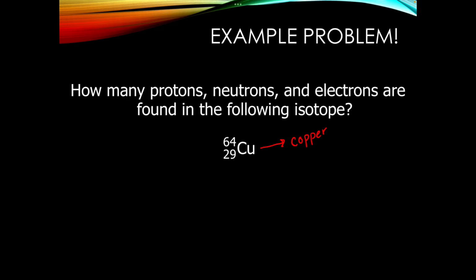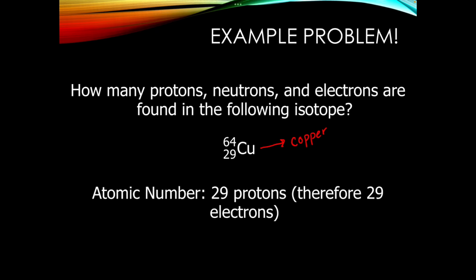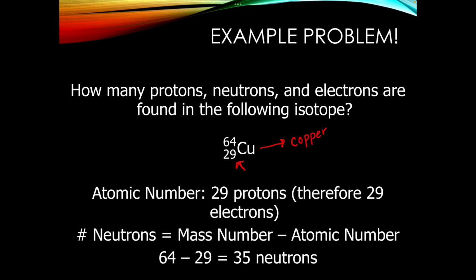Alrighty, so going through this, the number on the bottom, remember, that is our atomic number. So that is going to tell us how many protons there are. Since there are 29 protons, there also have to be 29 electrons because the positives and the negatives have to be equal. So 29 protons, therefore also 29 electrons.